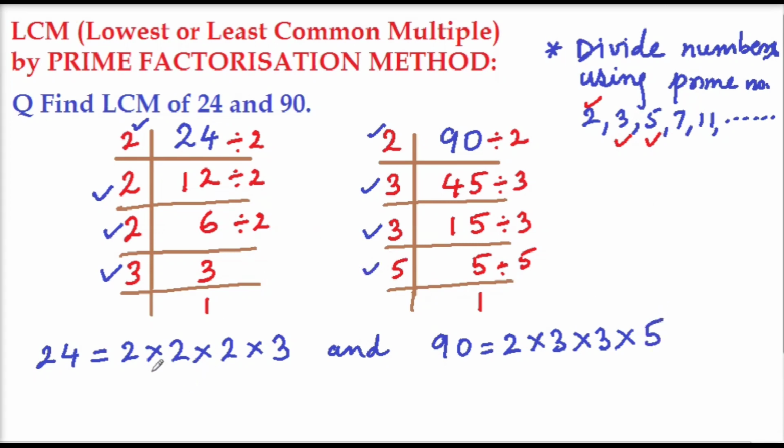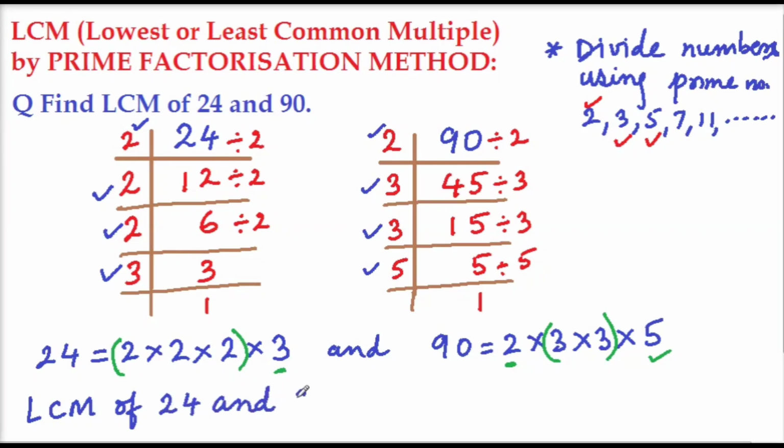In these prime factorizations, the maximum number of times the prime factor 2 occurs is 3. This happens for the number 24. Similarly, the maximum number of times the prime factor 3 occurs is 2. And this happens for the number 90. The prime factor 5 occurs only once, in 90.